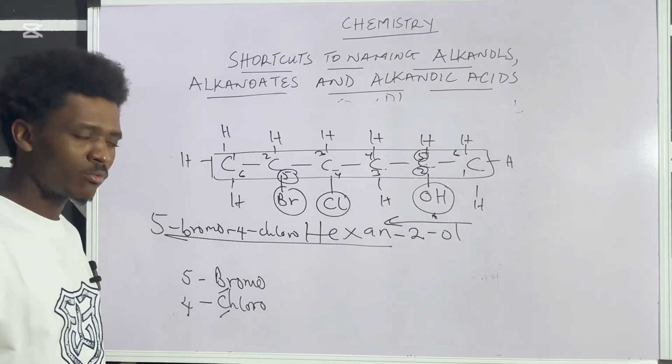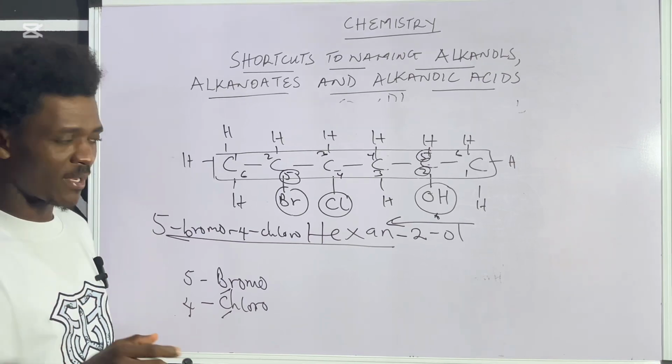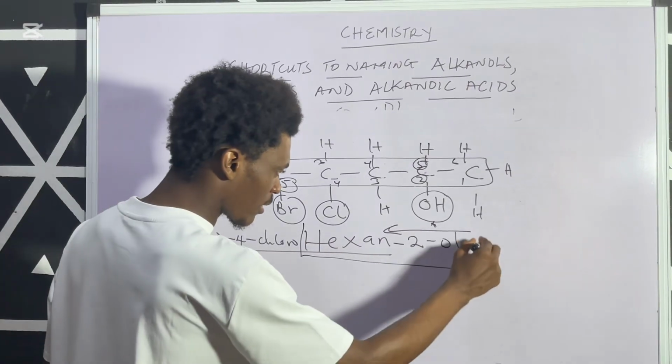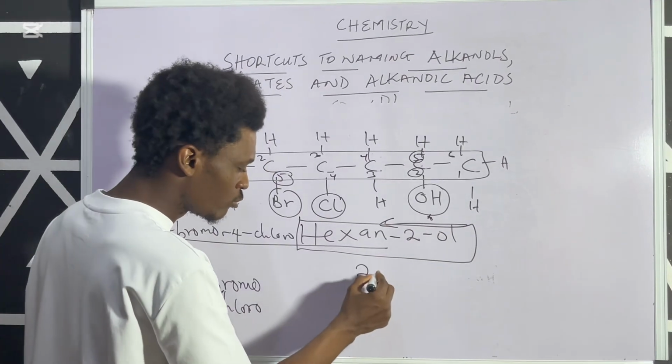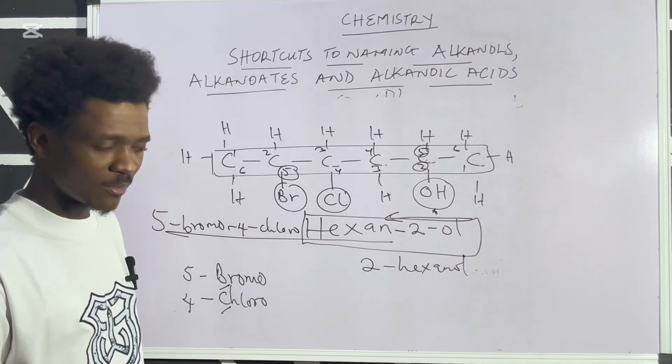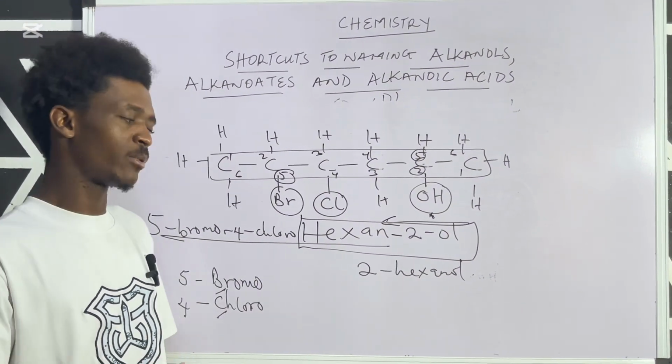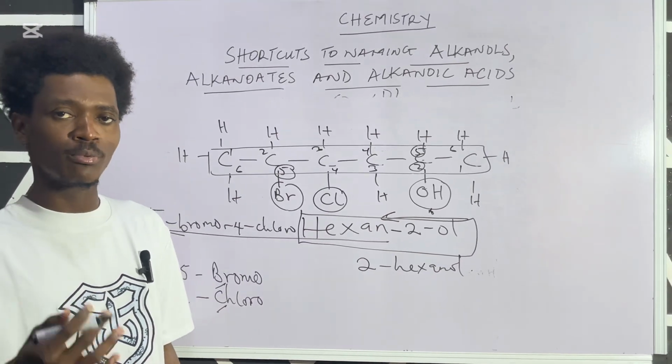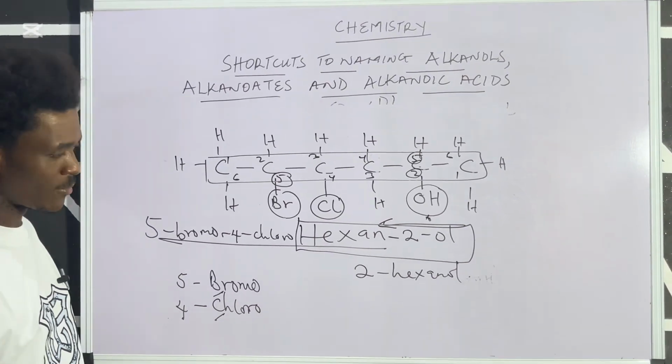Hexane-2-ol. And as a matter of fact, hexane-2-ol can be renamed 2-hexanol. So if I say hexane-3-ol, it's the same as 3-hexanol. Butan-2-ol is the same as 2-butanol. Alright, so that's how it works.